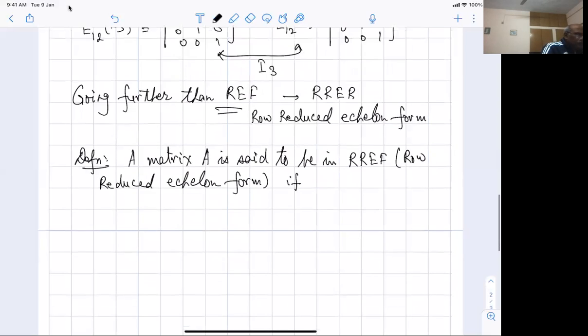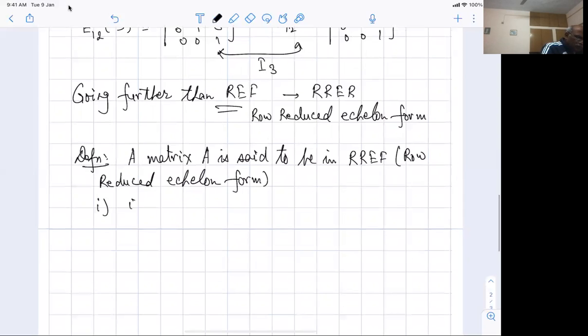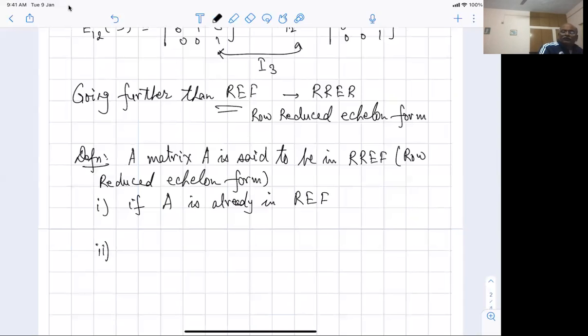If A is already in row equivalent form, that is the first thing. Row equivalent form means all the zero rows are at the bottom. There are pivots: the first non-zero entry in each row is a pivot, and every entry below that pivot is zero. I already have that. What I need extra is that pivots should be 1. All the pivots must be 1.